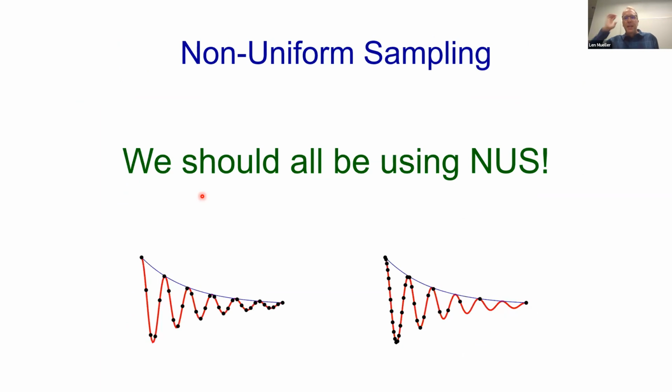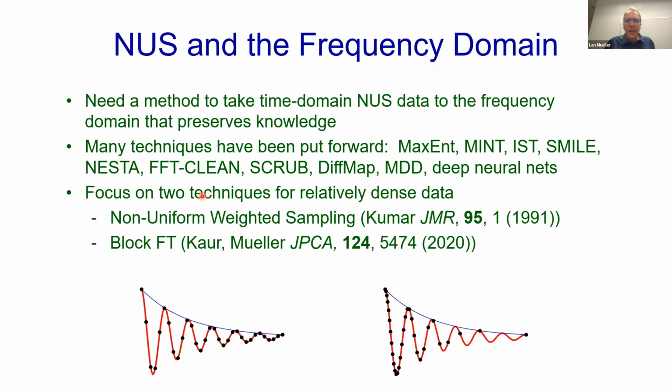Okay, so let me make a midpoint conclusion here. That there's absolutely no disadvantage to using NUS, and in most cases, it's considerably better than uniform sampling. So we definitely all should be doing NUS, provided that we have a way of constructing a frequency domain spectrum that preserves all of the knowledge gains.